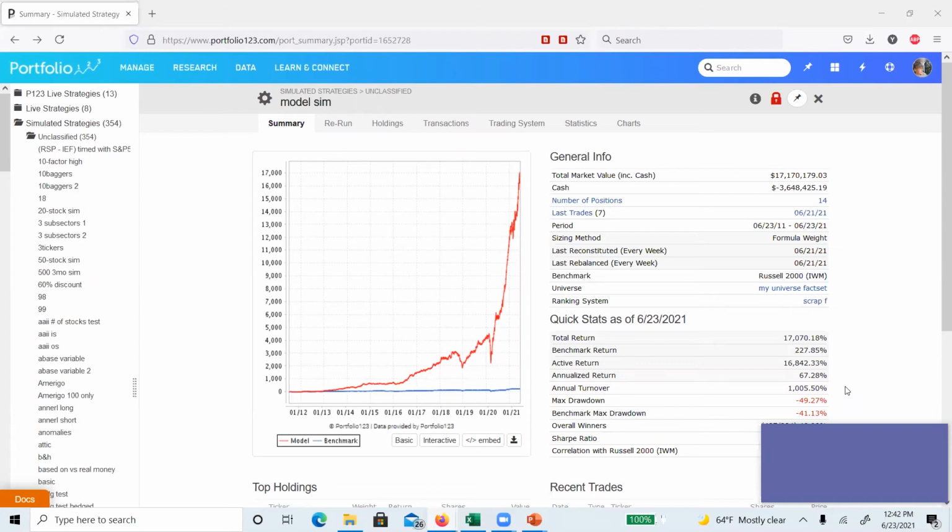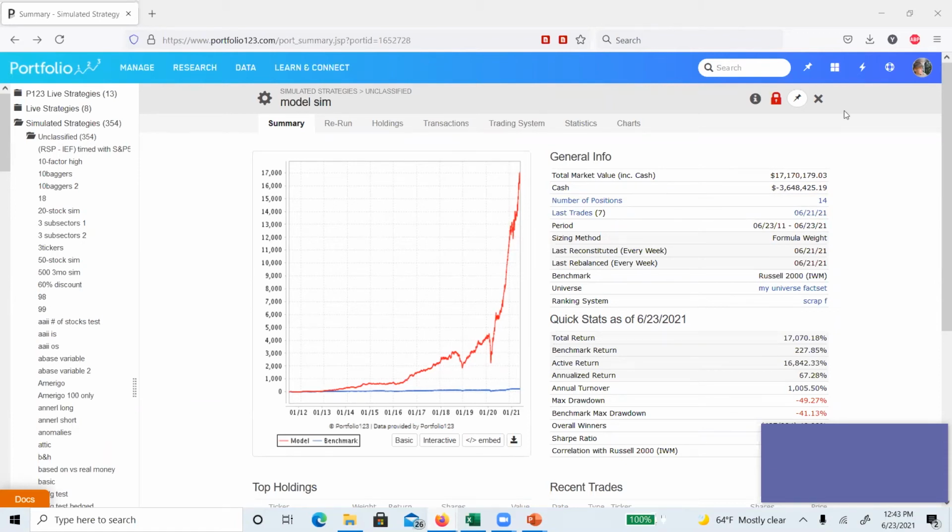But you know, I've seen strategies that have 12,000% annual turnover. So basically that means 100% annual turnover means that you're turning over your portfolio once per year. 1,000% means you're turning it over 10 times a year. Do you have a lot of cash on hand at the end of your simulation? Here I have negative cash because I'm using leverage. Is the number of positions what you expect? This is only 14 positions. Maybe I should run a simulation that has more.